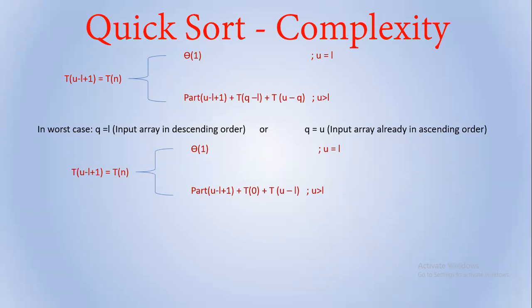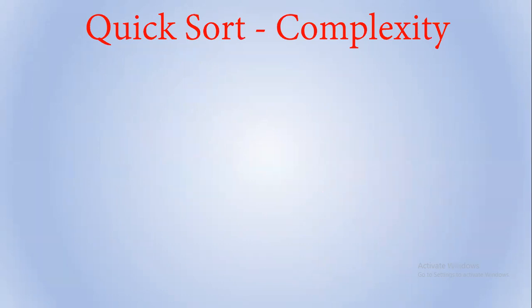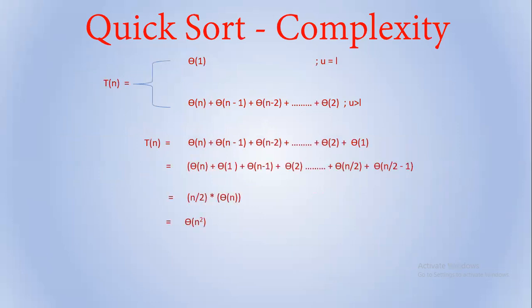That means some set of values towards the left of Q will be less than the value at Q, and the right side values of Q will be greater than the value at Q. That is the ideal case or the best case. That means if there is a mix of ascending and descending order sequence in the input array, that is, the input array is not in ascending or descending order, that is the best case.